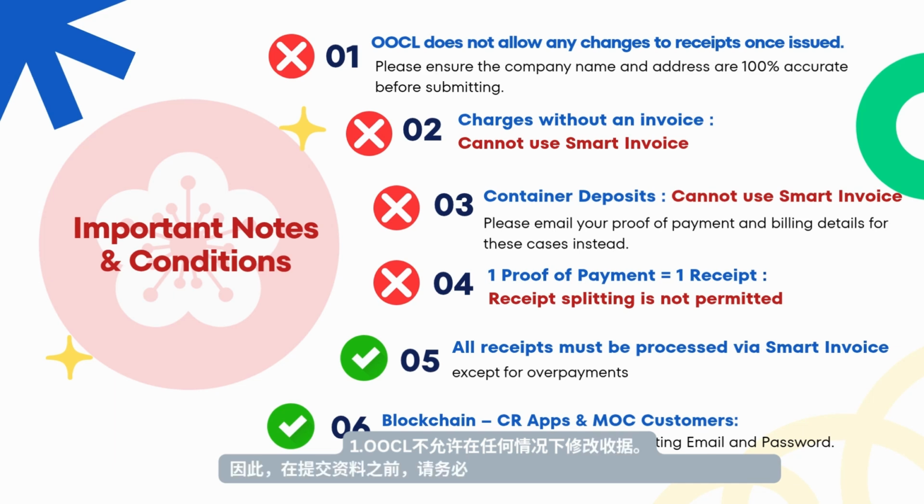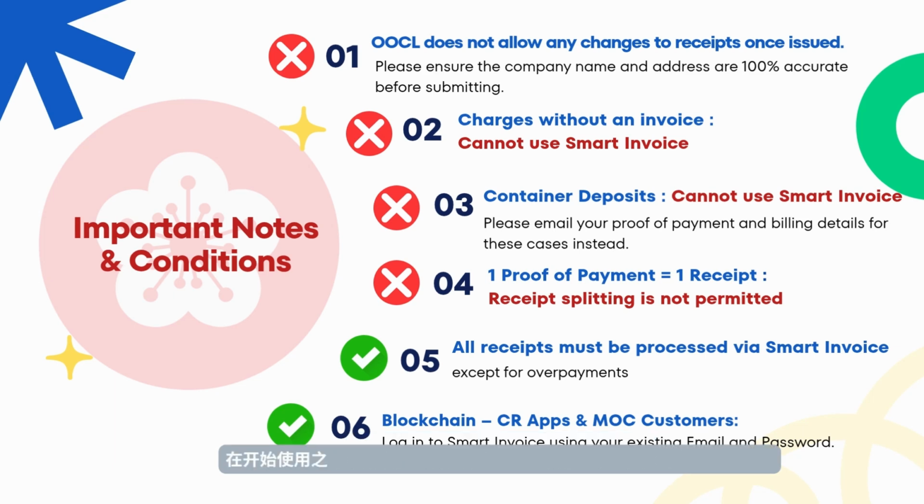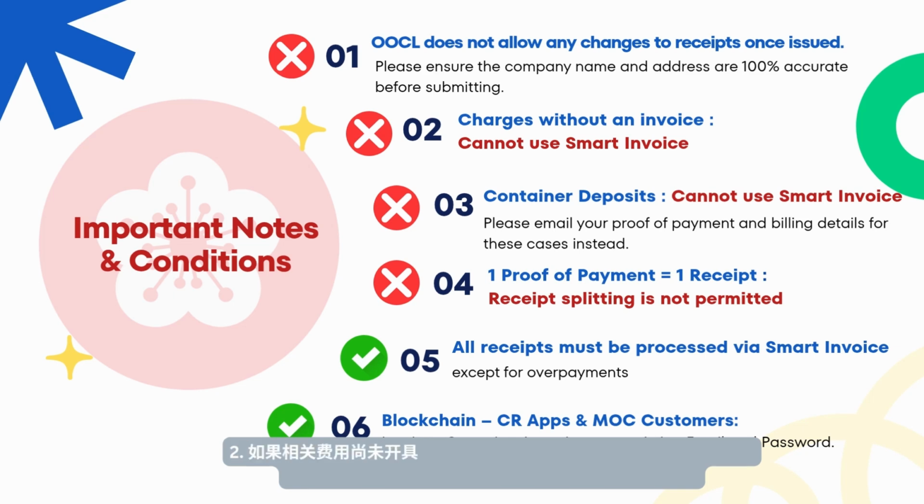1. No receipt revisions. OOCL does not allow receipt amendments under any circumstances. Please double-check that the name and address are 100% accurate before submitting. 2. Invoice required. You cannot use the Smart Invoice system if an invoice hasn't been issued yet. Please contact our inbound customer service to verify your data first.